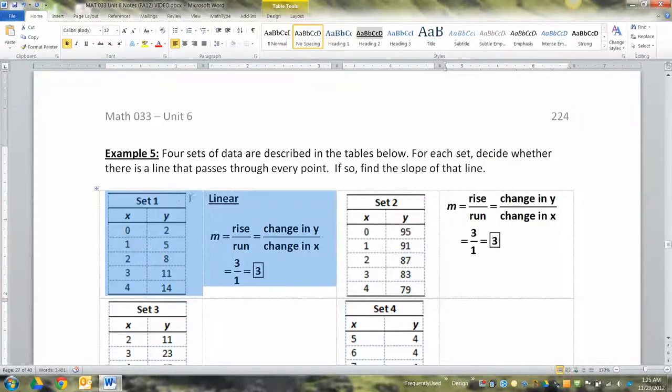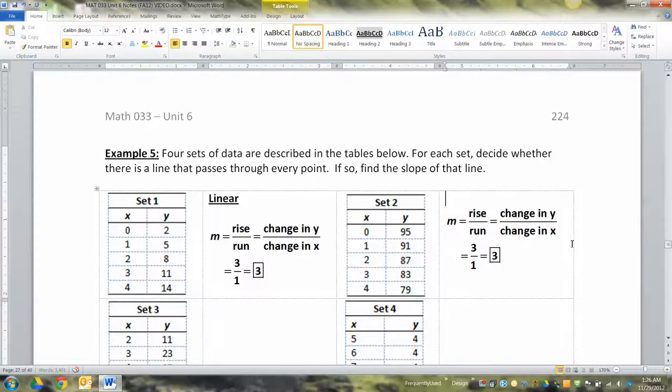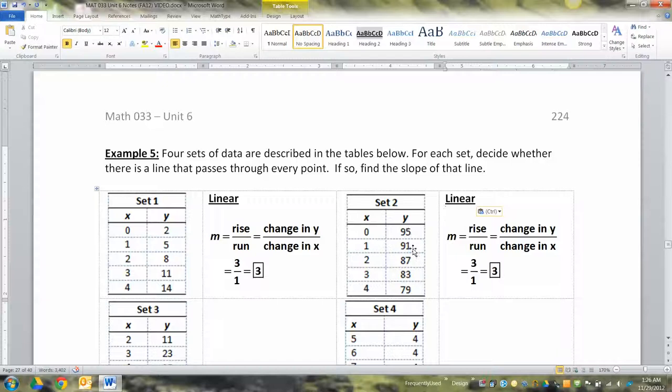You might be wondering, hey, what's it going to look like if it's not linear? Well, it'll kind of do different things. Like, for example, let me write this down. So what if it had gone 95 to 91? That's a difference of 4. And then the next number was, I don't know, 80. So it was a difference of 11 or something.